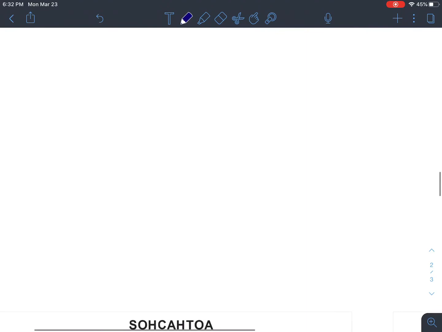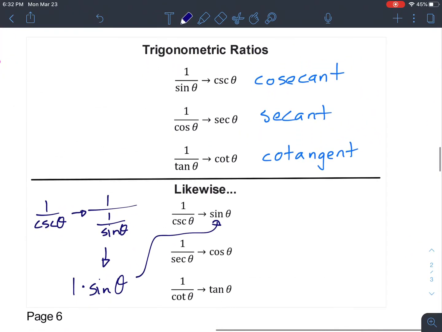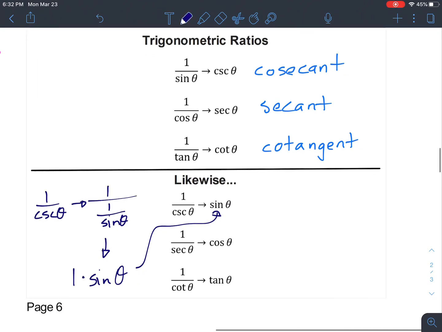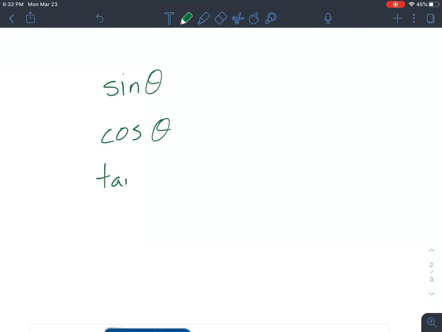Okay, we're not going to get to SOHCAHTOA quite yet. There's one other thing. A lot of people make this mistake, so I'm going to do it down here. People don't seem to remember which trig ratios pair with which ratios. So we're going to start with sine, cosine, and tangent. And over here, I am going to write cosecant, secant, and cotangent.